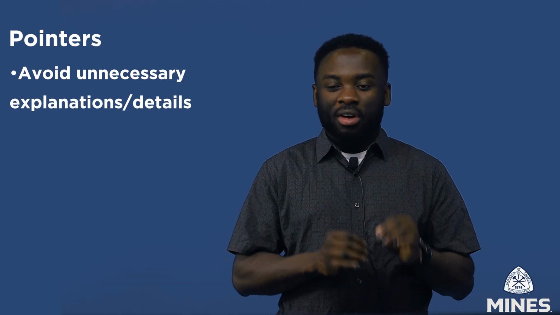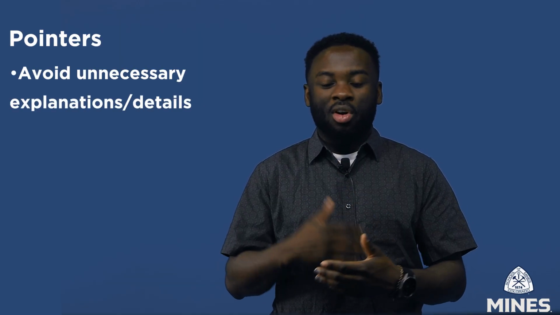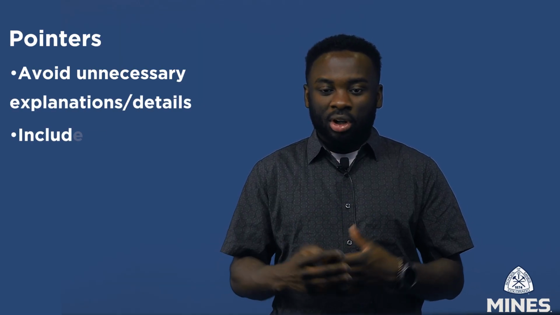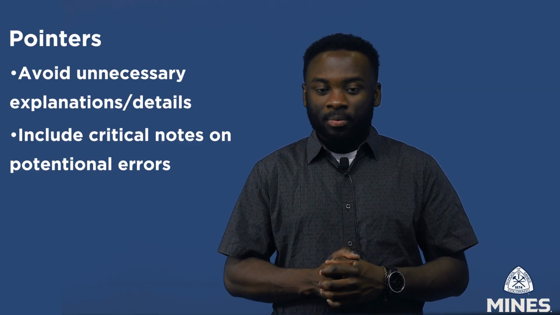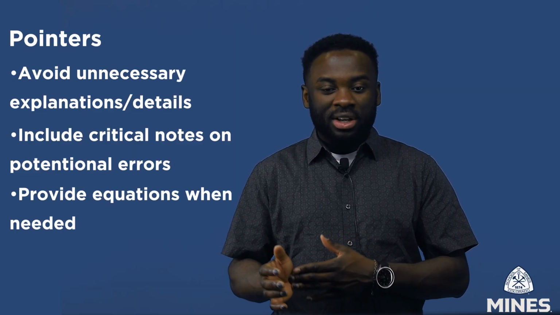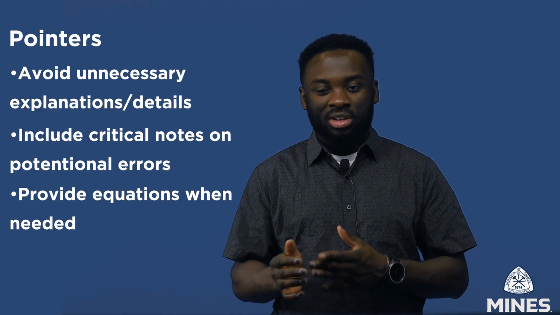A few pointers here. When writing procedures, avoid unnecessary explanations and unrelated details. Include critical notes on potential errors and how to avoid them. Provide equations when needed, such as the equation for calculating the concentration of zinc in this titration. By following these steps, you can craft precise and reliable experimental procedures that are easy to follow.